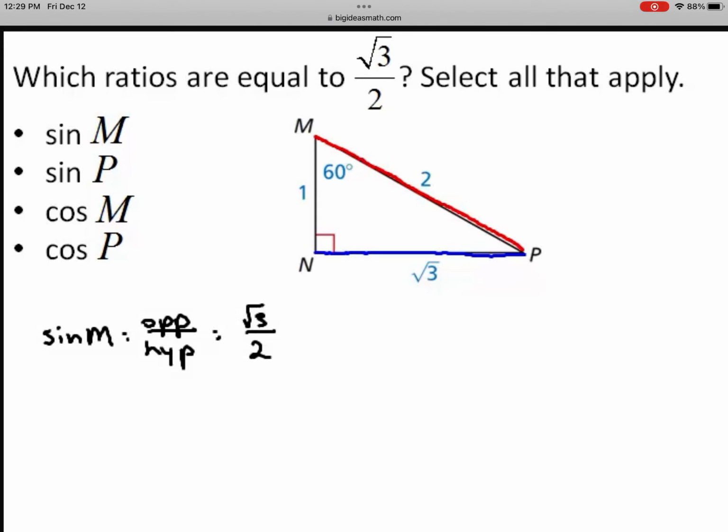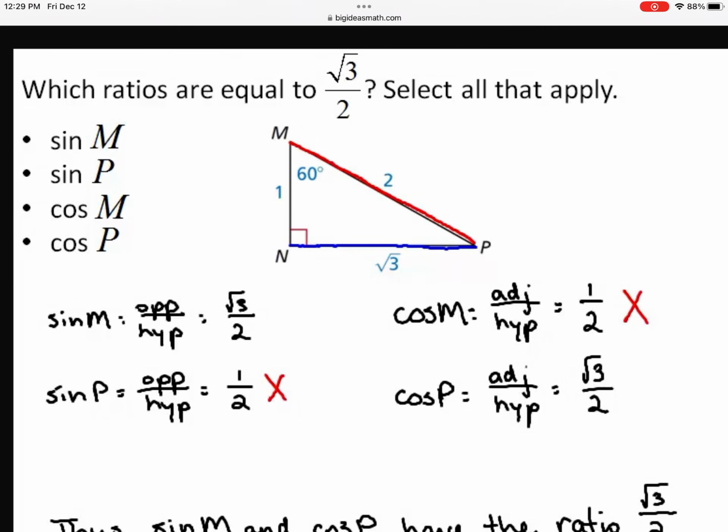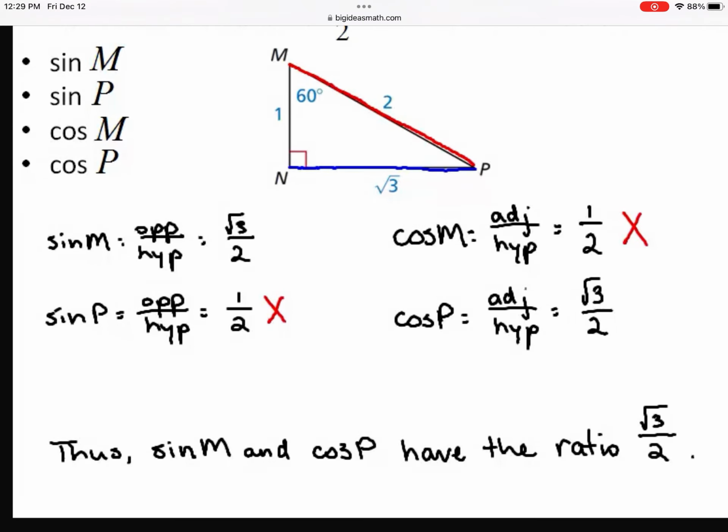So the sine of M is equal to the opposite over the hypotenuse, which equals the square root of 3 divided by 2. Now the sine of P is equal to the opposite side over the hypotenuse, which is equal to 1/2. Then the cosine of M is equal to the adjacent side over the hypotenuse, which equals 1/2. And the cosine of P is equal to the adjacent side over the hypotenuse, which is equal to the square root of 3 divided by 2. Thus, the sine of M and the cosine of P have the ratio the square root of 3 divided by 2.